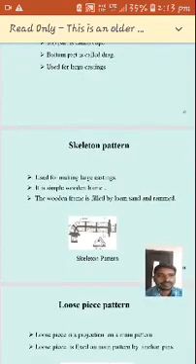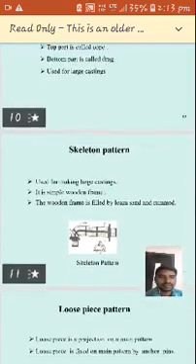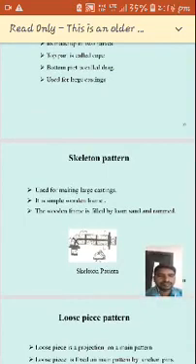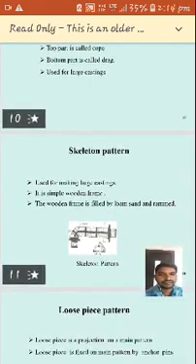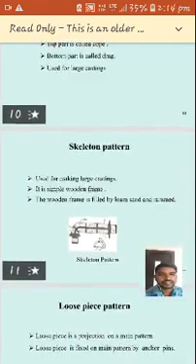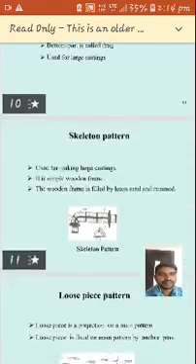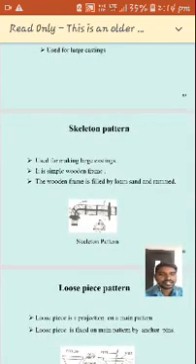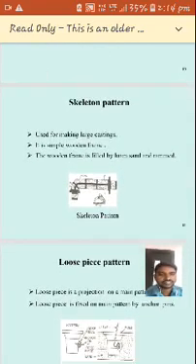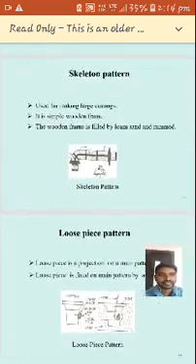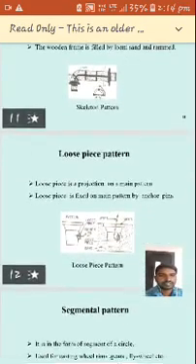Another type of pattern is called the skeleton pattern. The skeleton pattern is used for making large castings. It is a simple wooden frame, and this wooden frame is filled with loam sand and rammed. That is called a skeleton pattern.